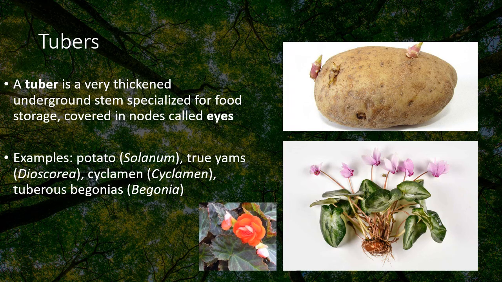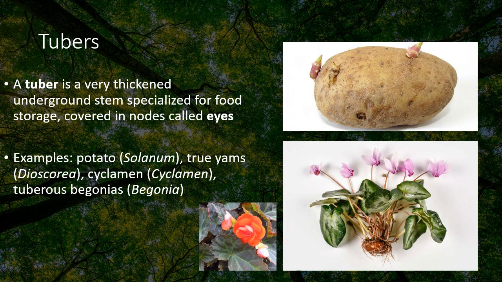And then once that shoot broke through the soil surface, it would actually start to produce large expanded leaves, and it would grow a nice lush stem, and it would even flower for you. But most of the time, people just break those shoots off and peel their potatoes and cook them up anyway. True yams are another good example.